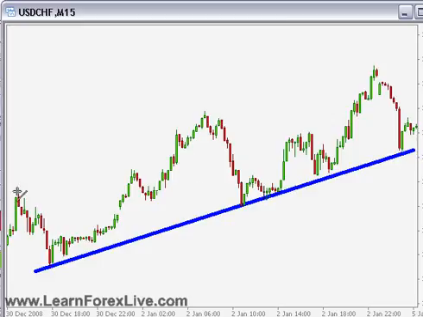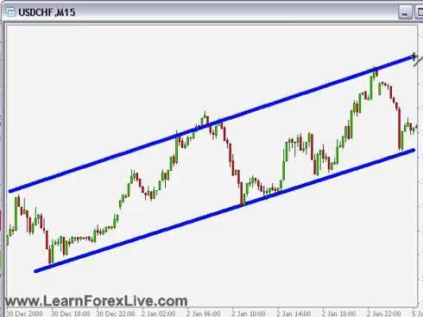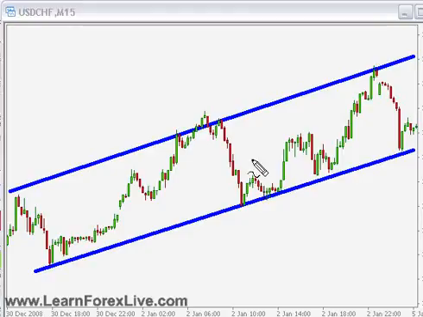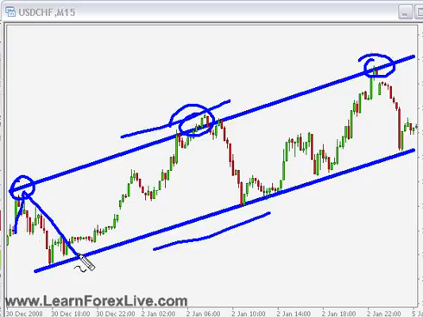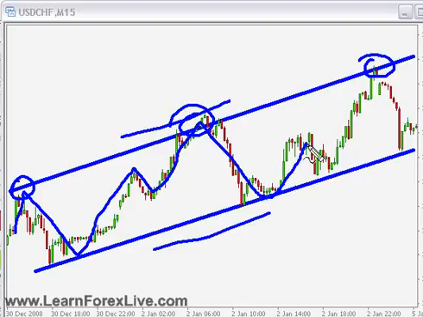Now, we can just as easily draw a parallel line, and that will be our resistance line. As I said before, every channel shows two sides of the same coin, the support line and the resistance line, this being the support line, this being the resistance line. As you can see, price is bouncing off that diagonal line, and therefore, as I was saying before, price is kind of entrapped within, doesn't it?